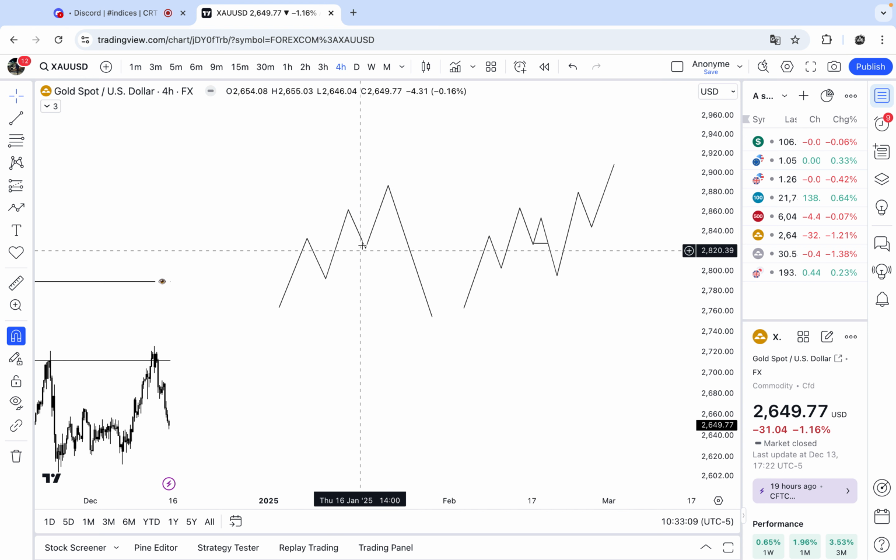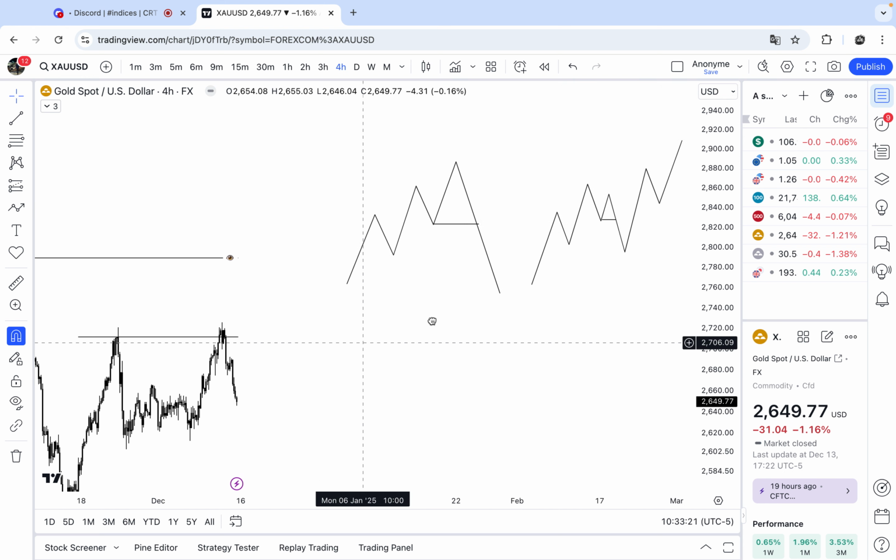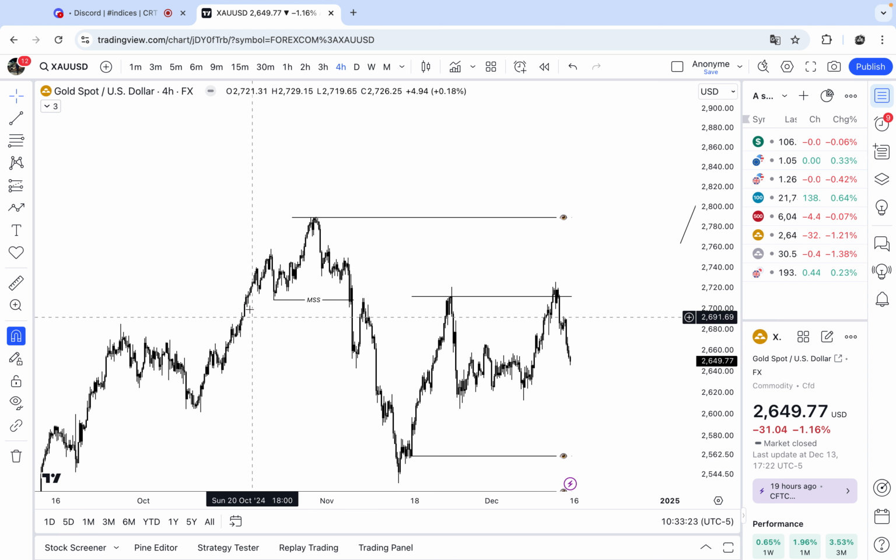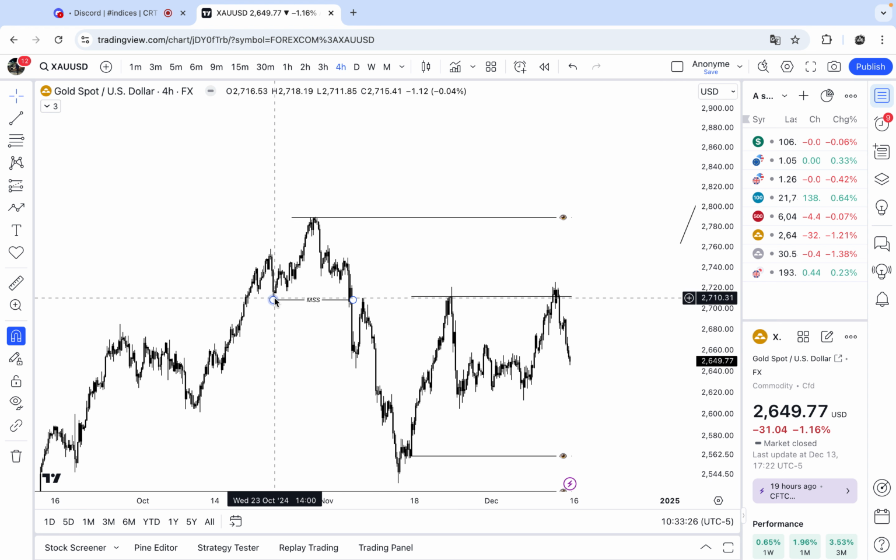A true market structure shift needs to be the last low that breaks the high at all times. Okay? So for example, here, this is the last low that broke the high right here. As you can see, we broke above the high and then boom, we close right here under, sorry. This is a true market structure shift.